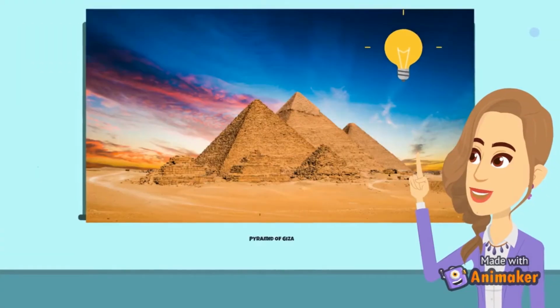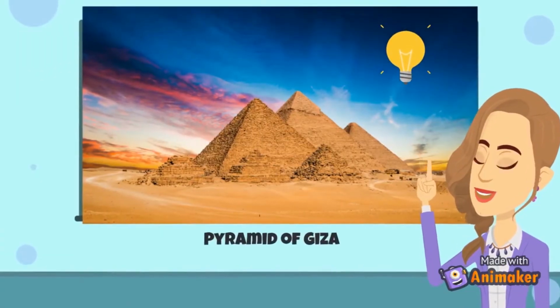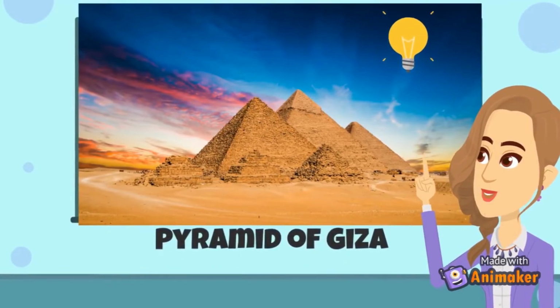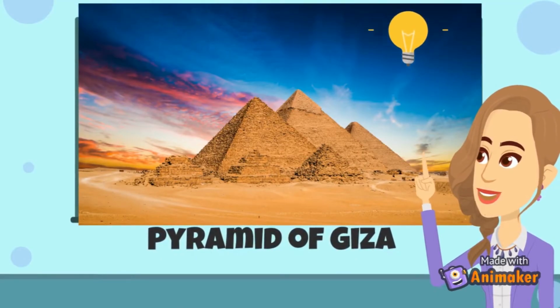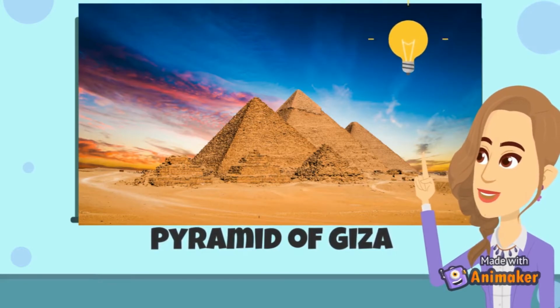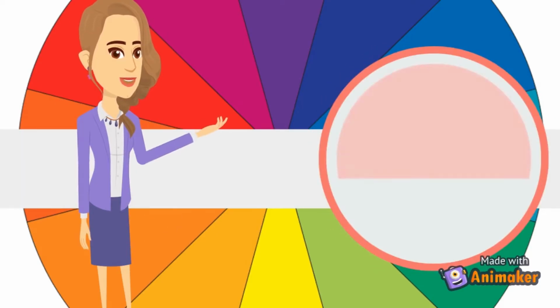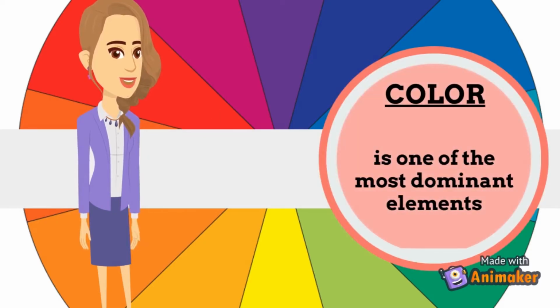Now let's see the example of Western and Classical art in terms of shape, the Pyramid of Giza. Pyramid of Giza is one of the best and most known pyramid in the whole world. So what are the shape that you can see in the artwork? Number 3 element is color. It is one of the most dominant elements.